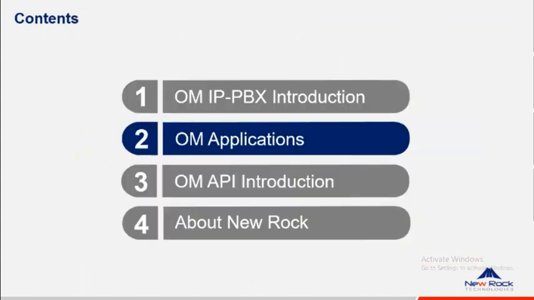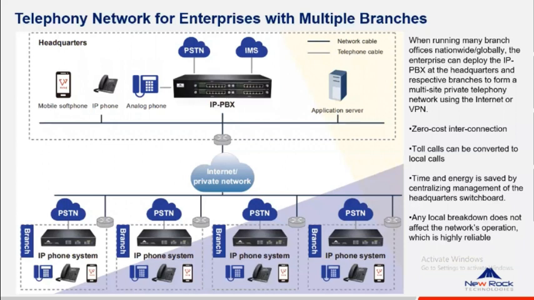Okay, the next one is for the enterprises with multiple branches. So with this configuration, you have many branches in different areas. It could be on the local, domestic level or globally. So the enterprise can deploy the IP-PBX at the headquarters. Then for the respective branches, you just have to use the multi-site feature, and of course, that would translate to a zero-cost interconnection. Toll calls can be converted to local calls.